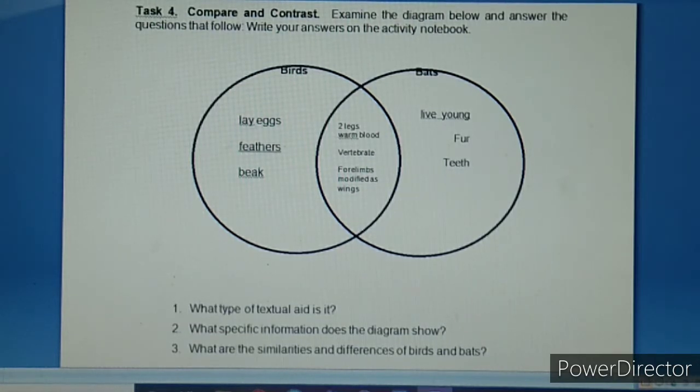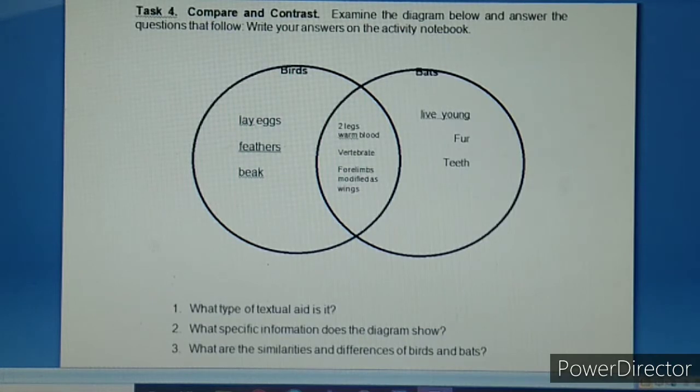Now, the question is this one. What type of textual aid is it? Remember the similarities and differences? The correct answer for number 1 is Venn diagram. Very good. Now let's move on to number 2.